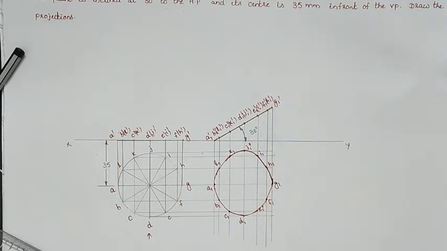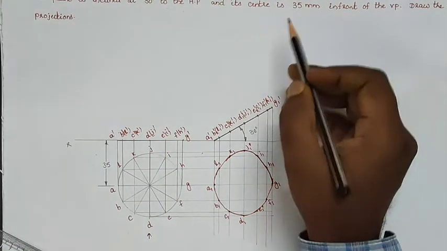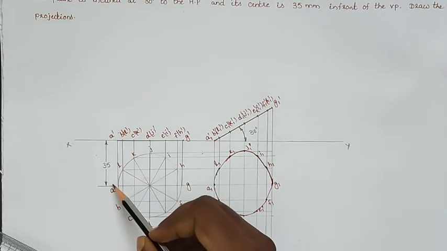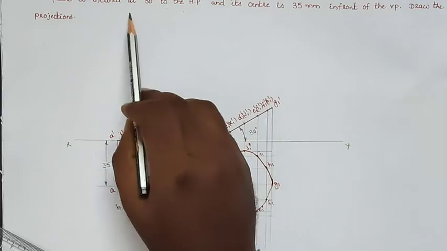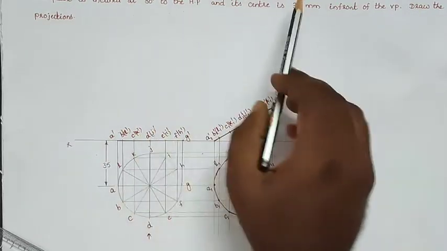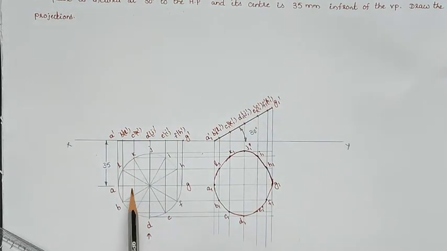So, a circular lamina of diameter 50 mm, resting on its circumference on the HP with its plane surface inclined 30 degrees to the HP. Its center is 35 mm from the VP. So in this problem, in the first stage we assume the plane surface is parallel to the HP and draw the first top view and first front view.